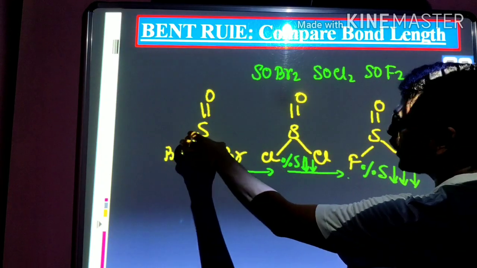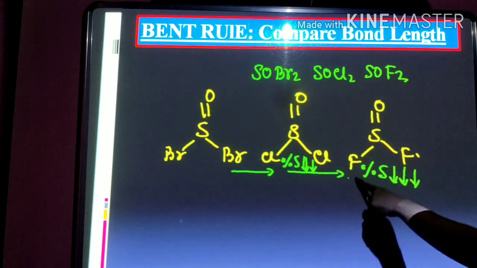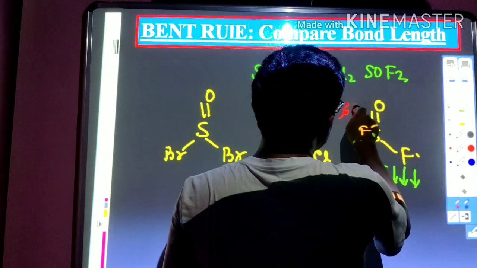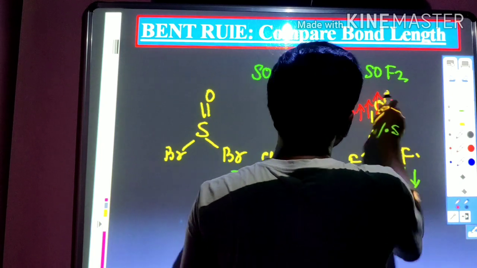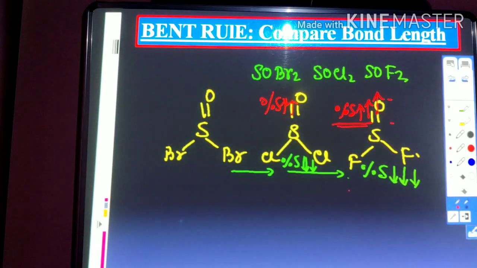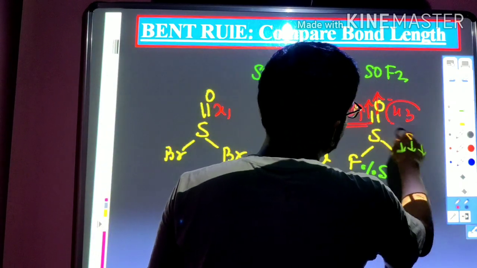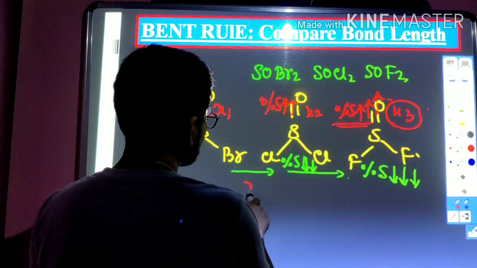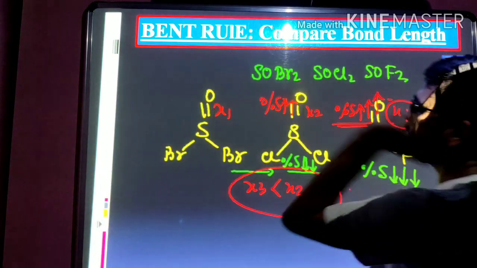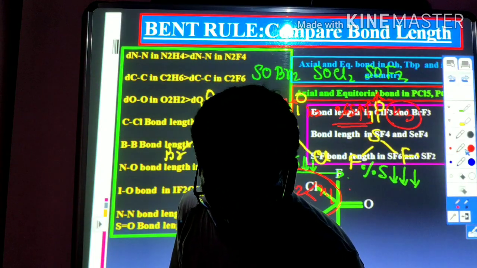So from SOBr2 to SOCl2 to SOF2, the percentage of s character in the S-halogen bond decreases. That means the percentage of s character in the S=O bond will be maximum in SOF2. If the bond lengths are x1, x2 and x3, then x3 will be minimum because the percentage of s character is maximum, and x1 will be the maximum. Done.